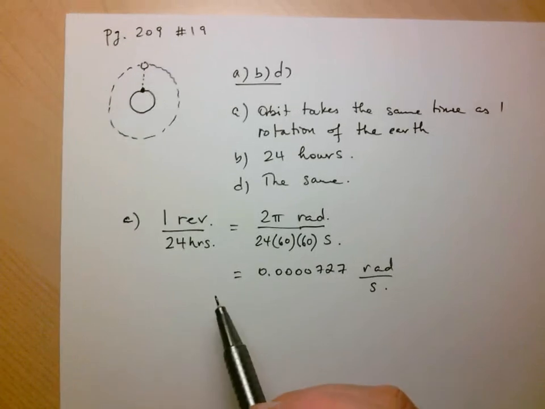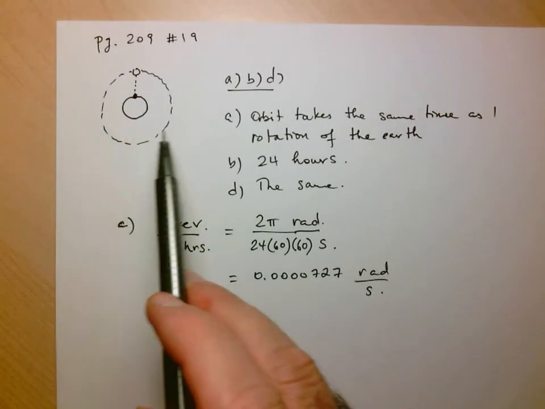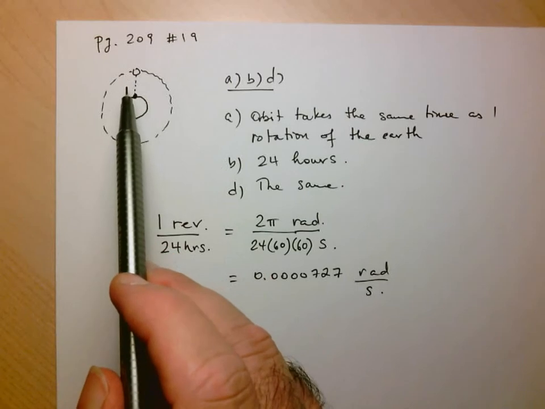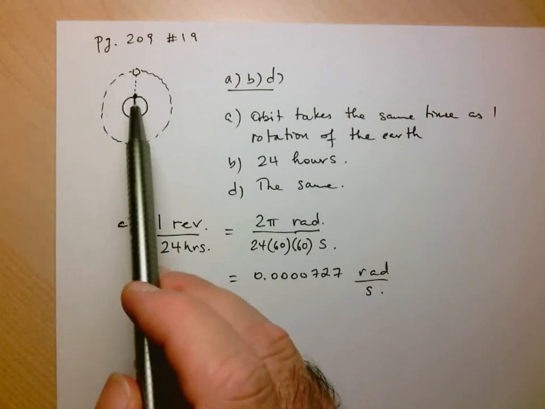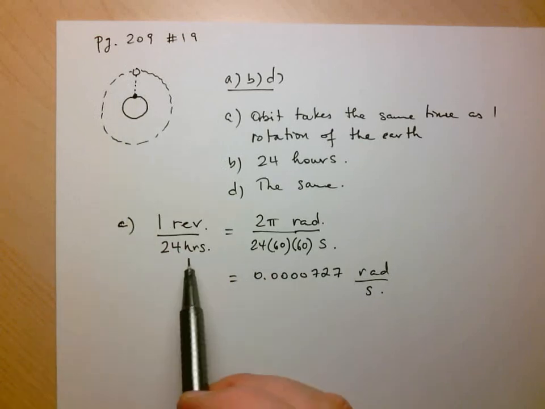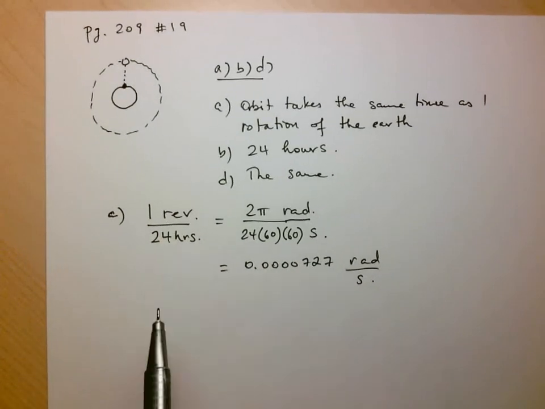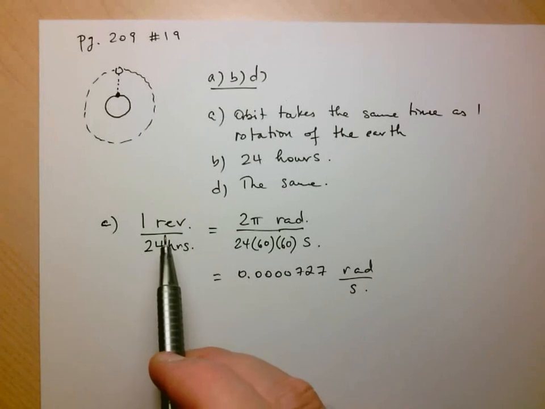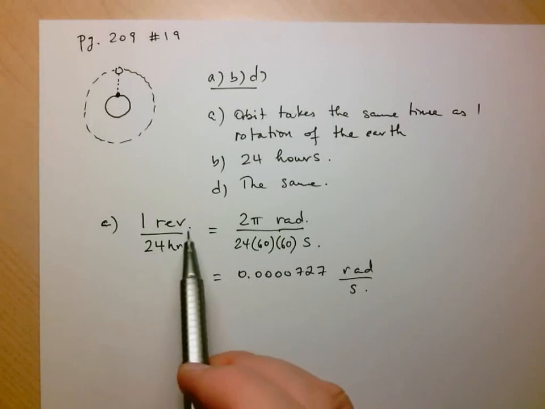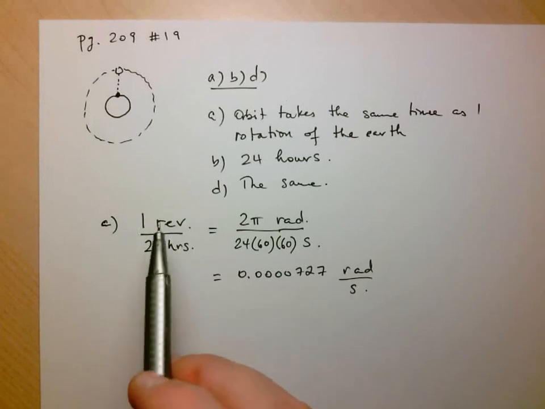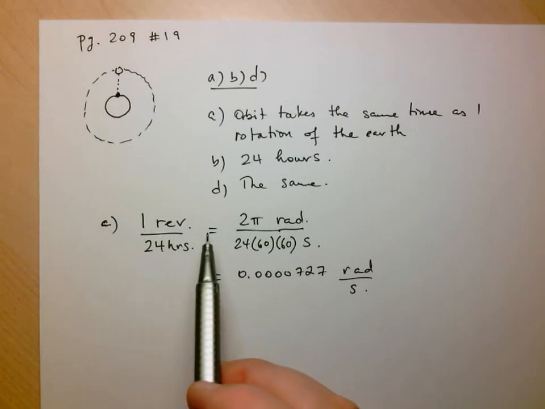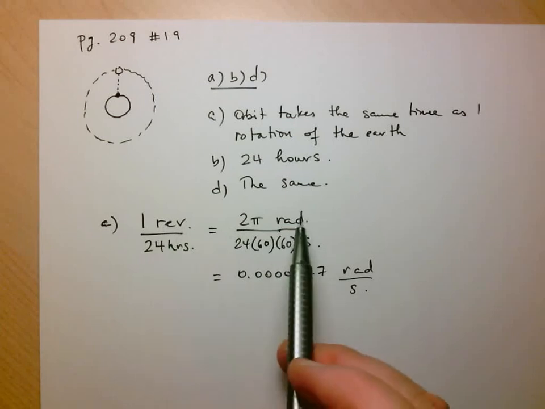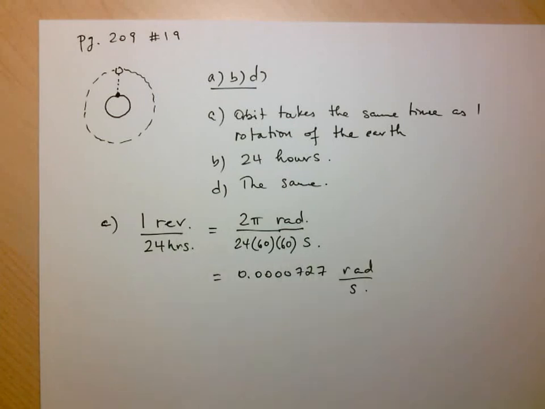Just to recap, we gave our explanation as to why the orbit had to take the same amount of time as one rotation around the Earth, and then in terms of actually calculating the angular velocity, we start off with the information that we figured out, that it has to complete one revolution in 24 hours, and then it's just about changing the units: revolutions into radians, hours into seconds. Okay, that's it for this one.